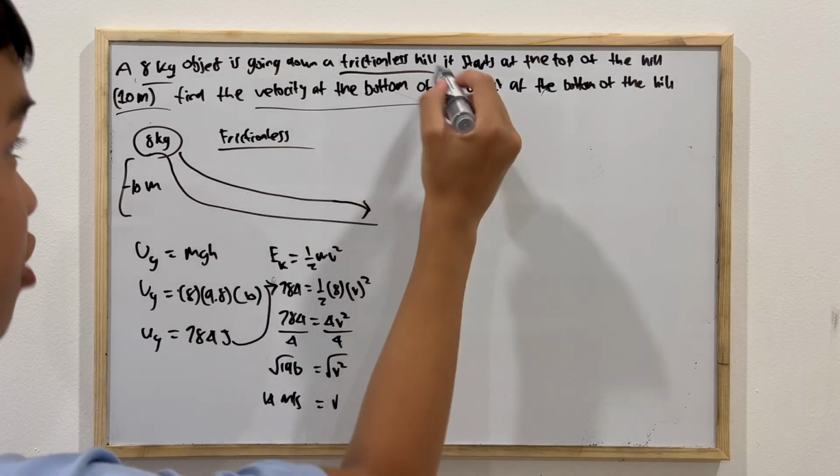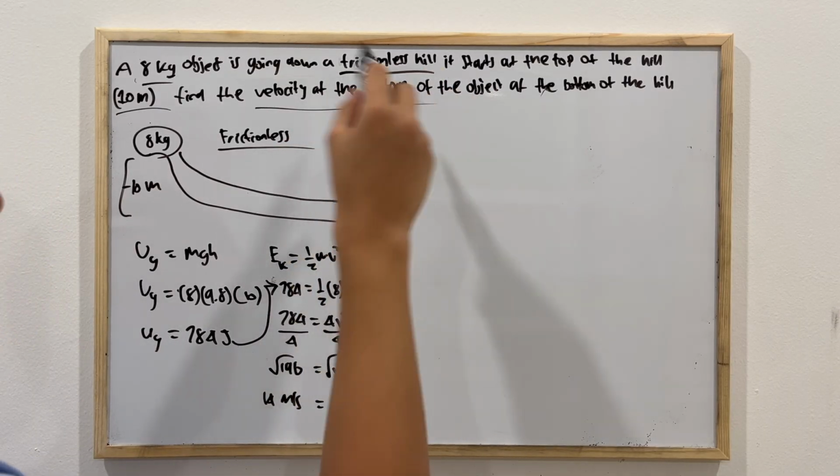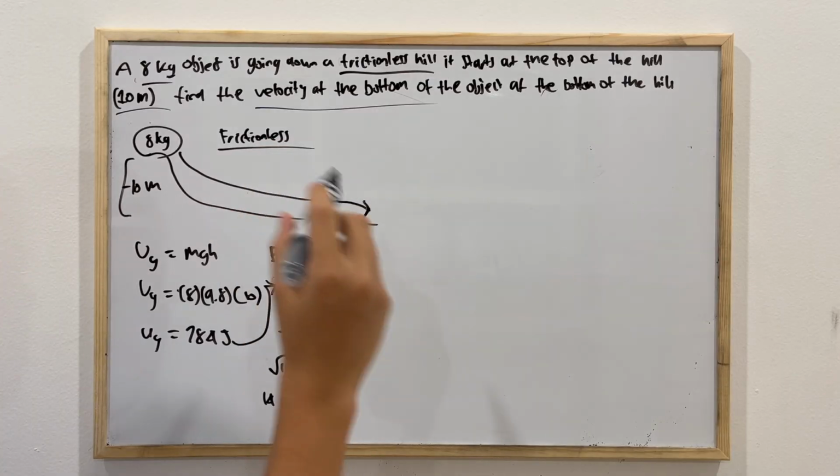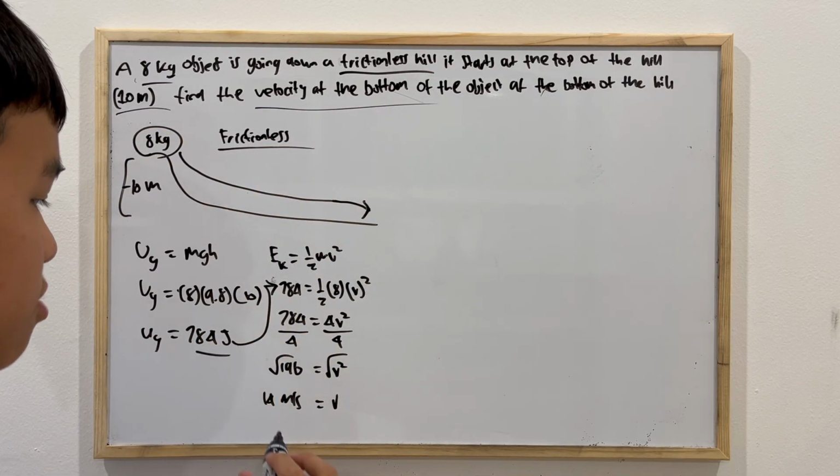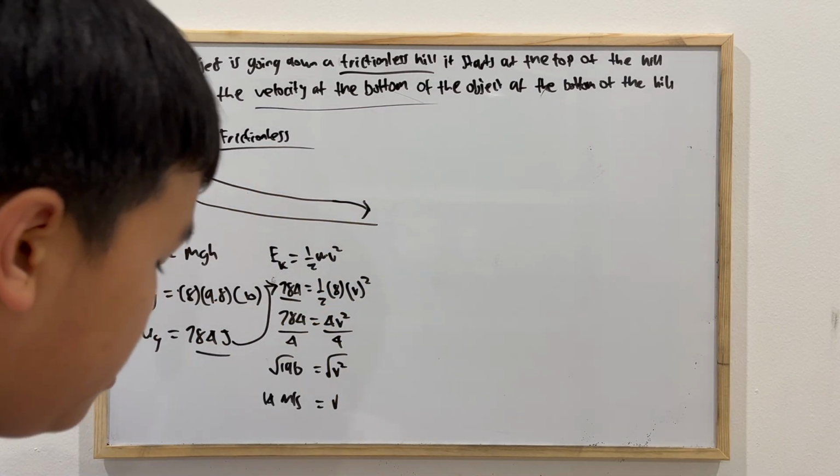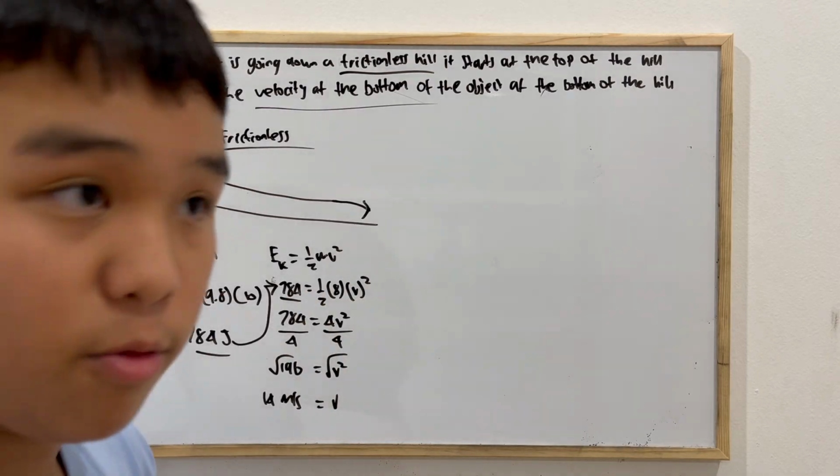So just to sum up what we've just talked about, if the question says it's going down a hill, a frictionless hill, this just means 100% conservation. So the energy at the start must equal the energy at the end. So that would be really critical when doing calculations.